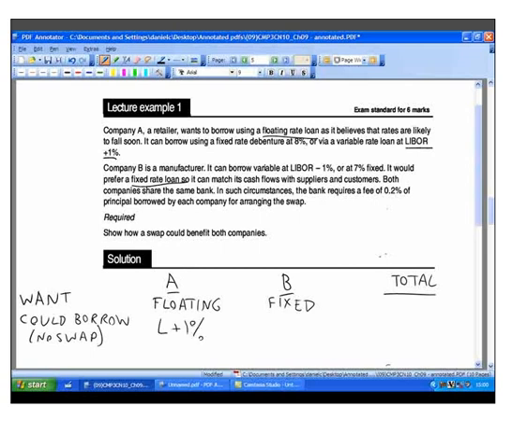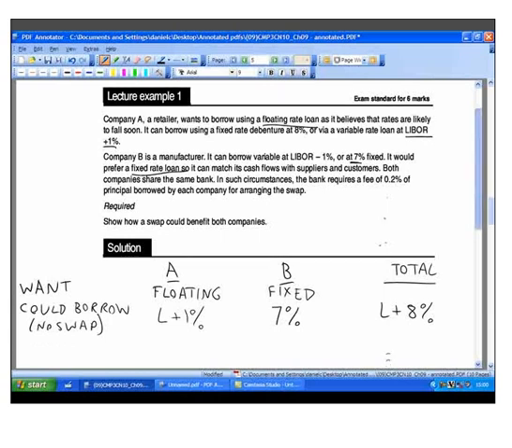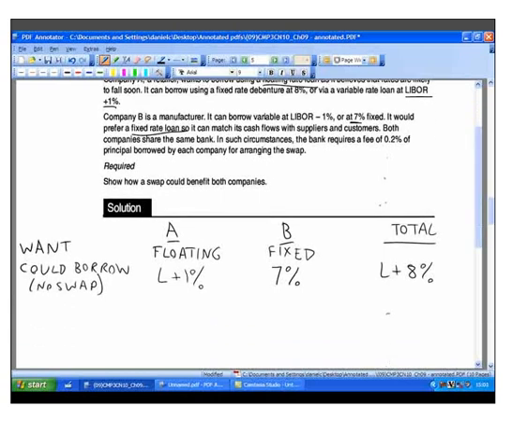But what happens if we do a swap? So they could borrow with a swap. Well, that would involve each of them going and getting the type of borrowing that they don't want. So A goes and gets a fixed rate loan, and they can borrow at a fixed rate, if they want to, of 8%. B can go and borrow at a floating rate of LIBOR minus 1%.